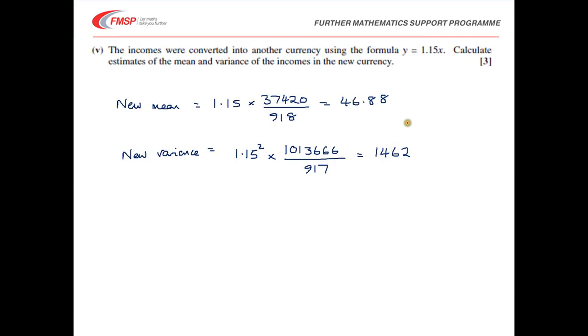And finally, for the linear coding, there's just a single mark for the new mean, and it's follow through from whatever you've got. And for the new variance, a method mark and an accuracy mark, and again it's follow through provided that you've got a value that was greater than 0.